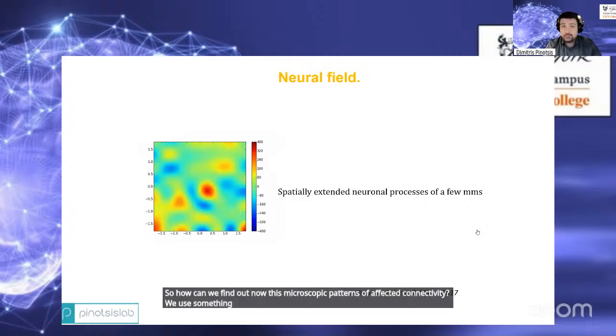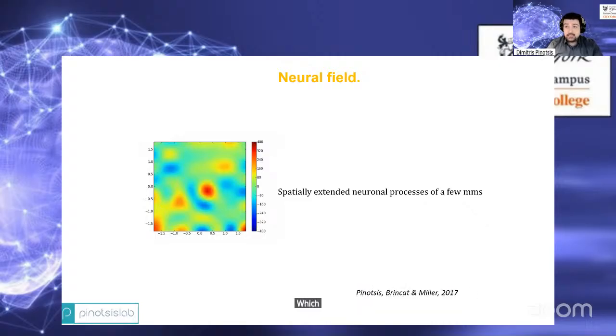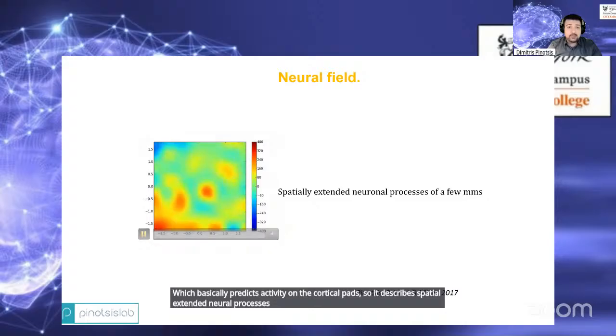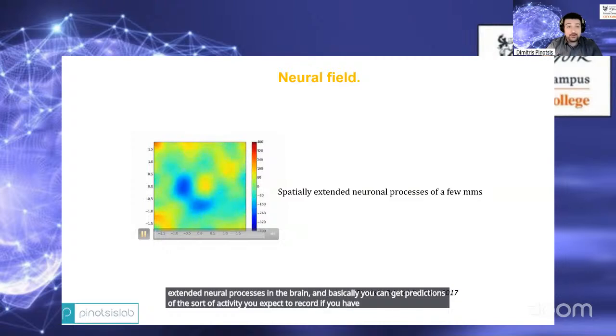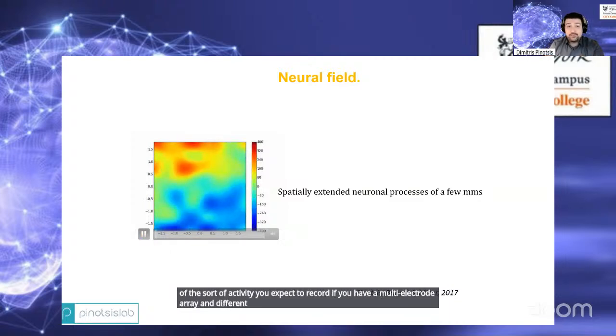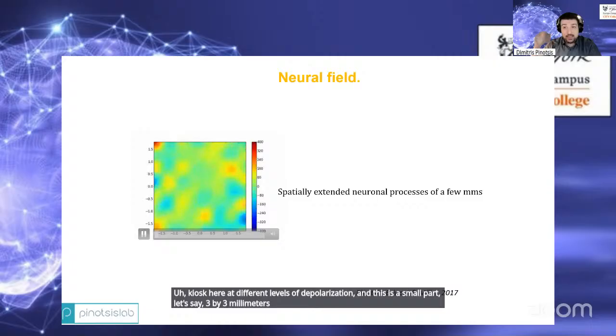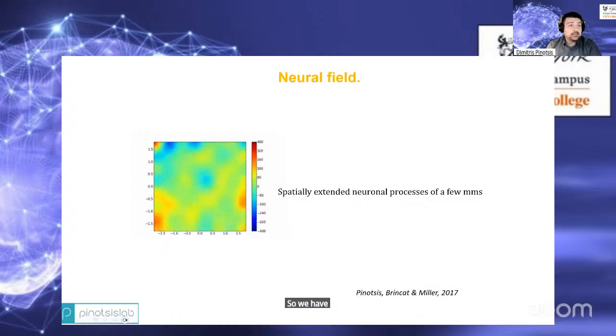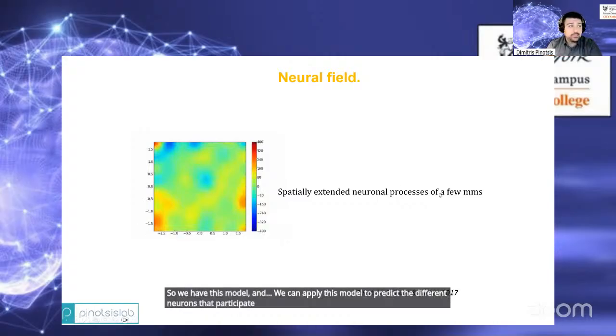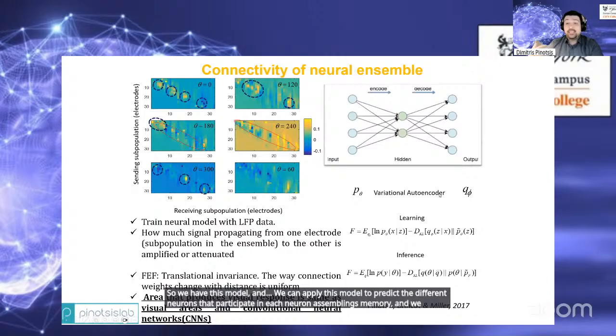We use something called the neural field model, which basically predicts activity on a cortical patch. It describes spatially extended neural processes in the brain, and you can get predictions of the sort of activity you expect to record with a multi-electrode array. Different colors here are different levels of depolarization, and this is a small patch, let's say 3 by 3 millimeters, on the monkey cortex. We apply this model to predict the different neurons that participate in each neural ensemble in its memory, and we can get the microscopic connectivity of the neural ensemble by training the algorithm using LFP data.